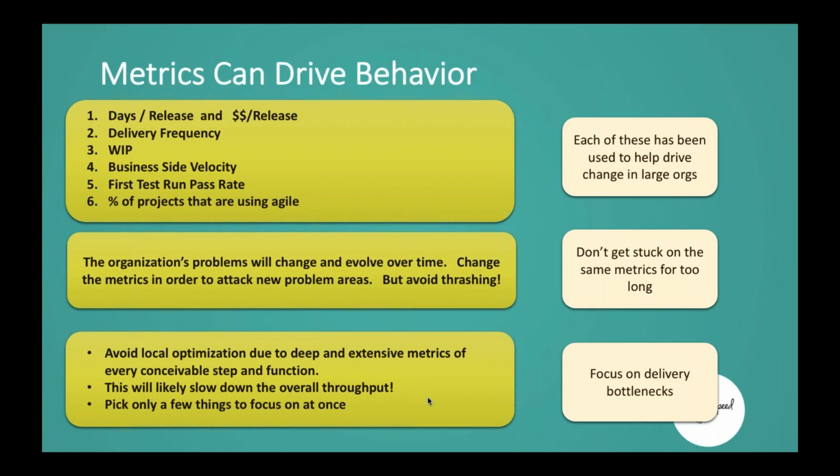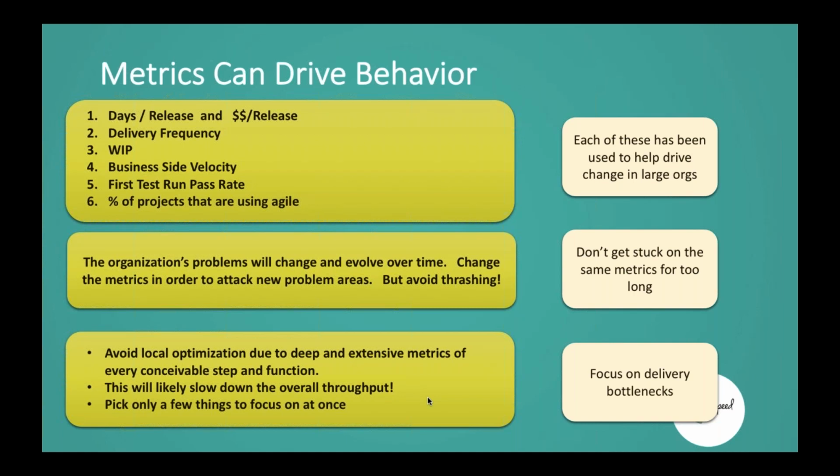Mark Schwartz at Citizenship and Immigration liked to use delivery frequency. He wanted to see, at the very beginning of the Agile journey there, everyone delivering at least every quarter. And once we got everyone delivering every quarter, then we were going to make everyone deliver every month. And now you've got many teams that are delivering much more frequently than that. So using the overall delivery frequency to drive change.